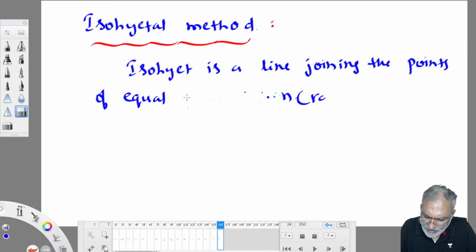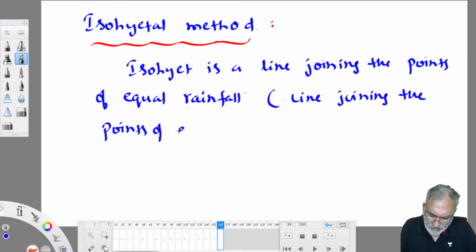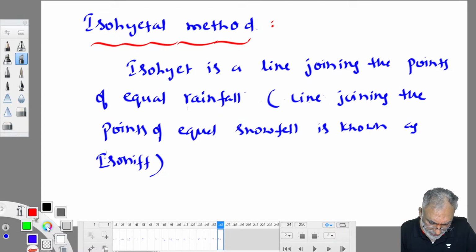A line joining the points of equal snowfall is called an isonif. Isohyet is for rainfall, isonif is for snowfall. Isonif is different, isohyet is different. So this method also, practically it is not that easy, but theoretically it is easy.